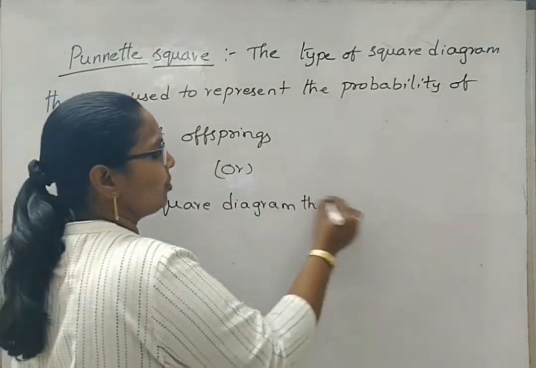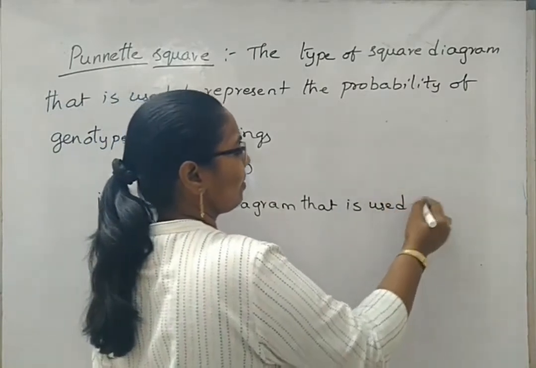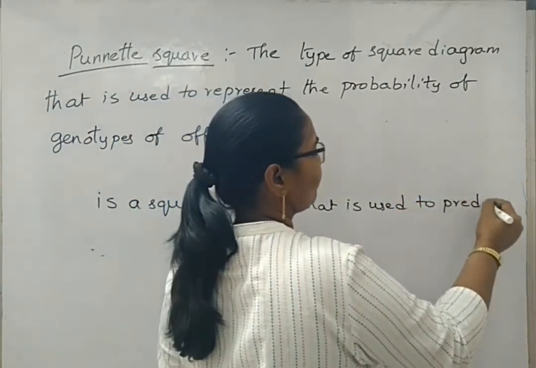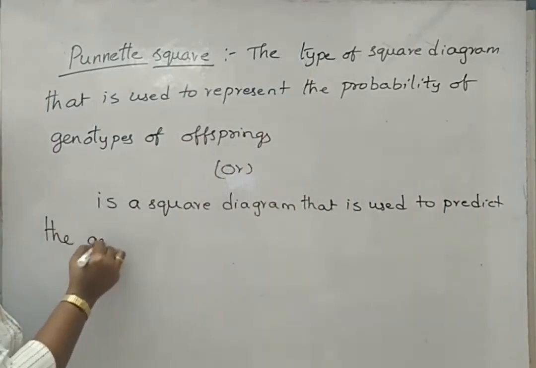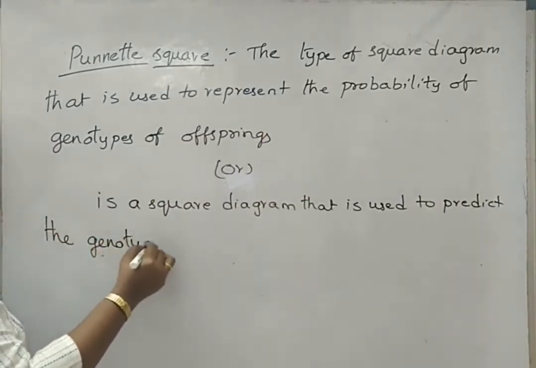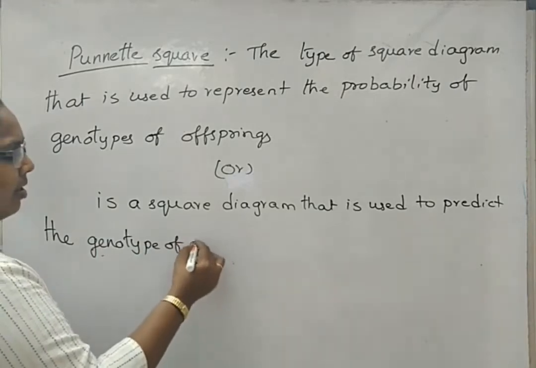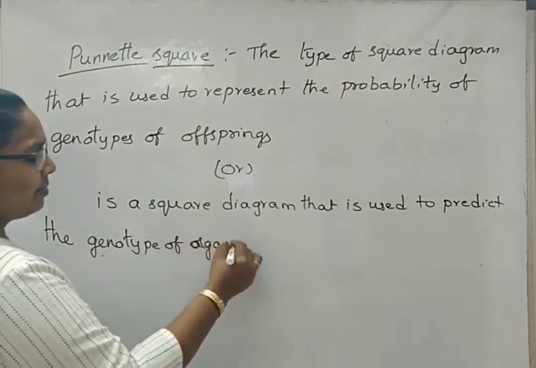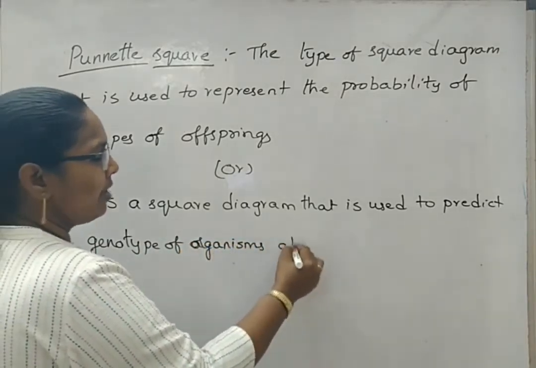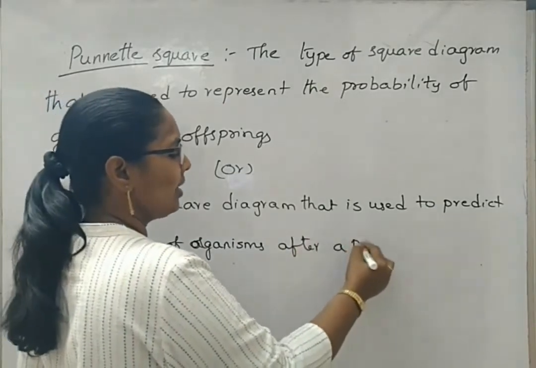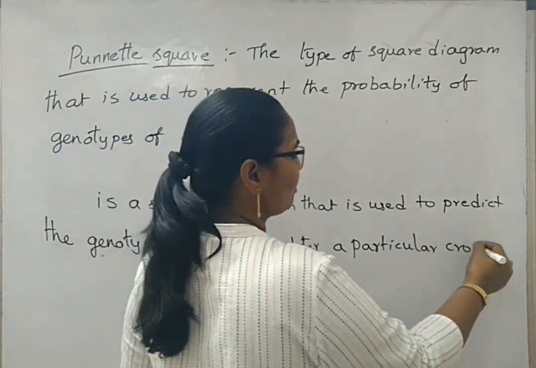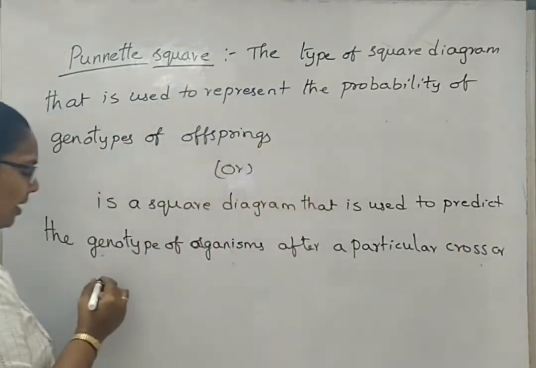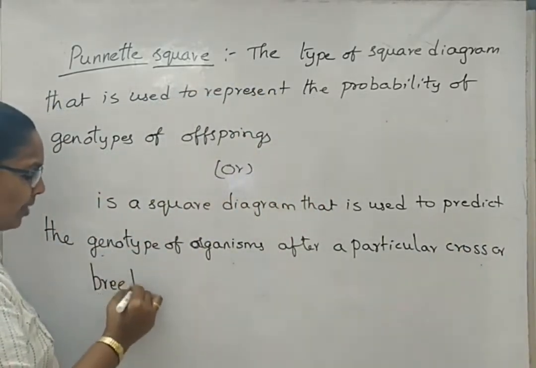A square diagram that is used to predict the genotype of organisms after a particular cross or after a particular breeding experiment.